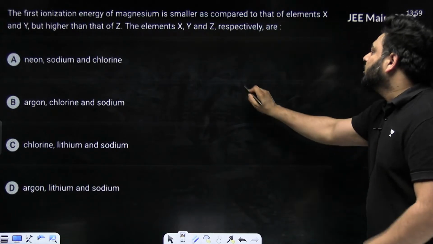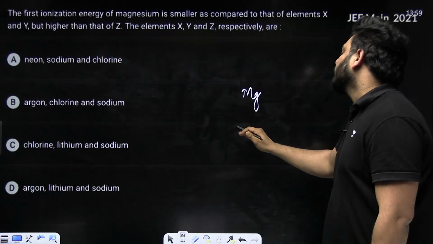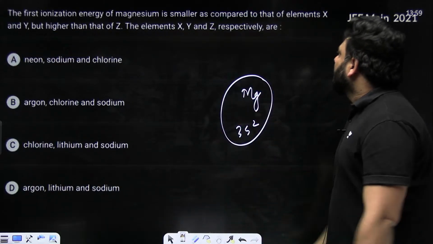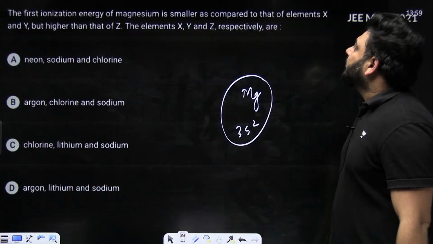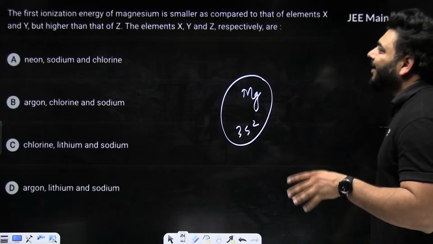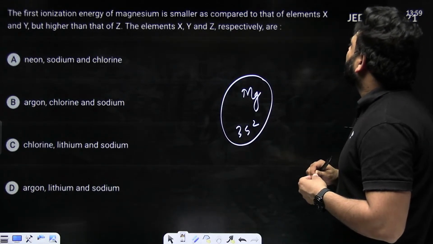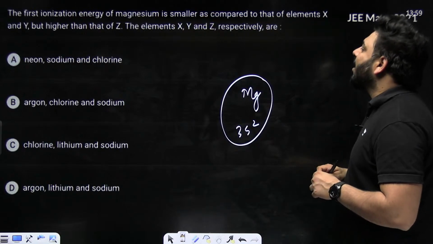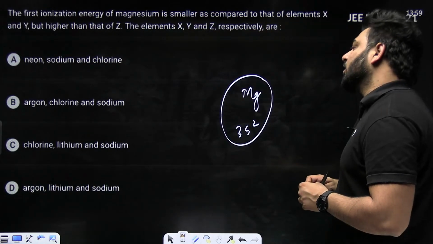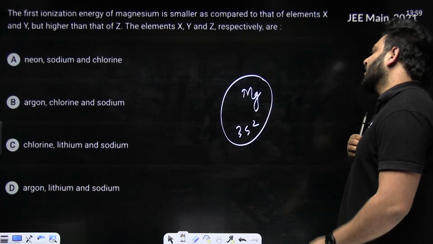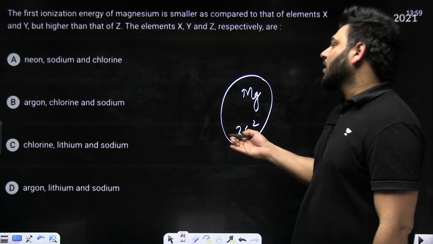We have magnesium first of all, which has an electronic configuration of 3s2, which is a stable configuration relatively. So the one which is having smaller ionization enthalpy than this, smaller compared to X and Y. Okay, so X and Y are higher. I remember neon and argon, both of them are higher than this, and even chlorine is higher than this. So I think this is the correct answer.